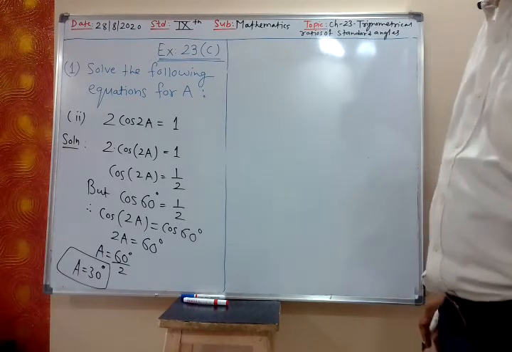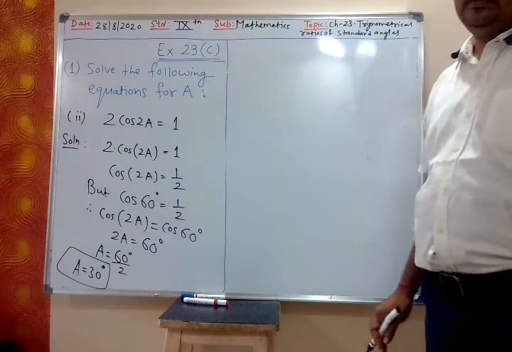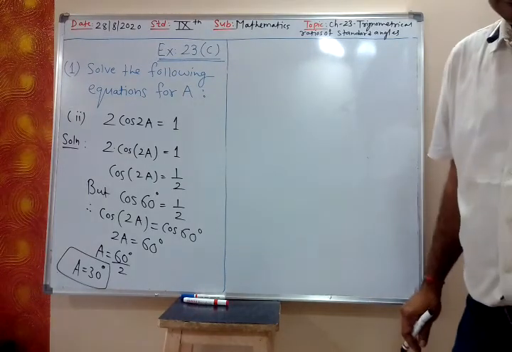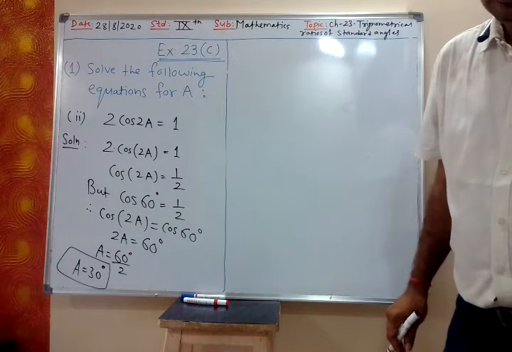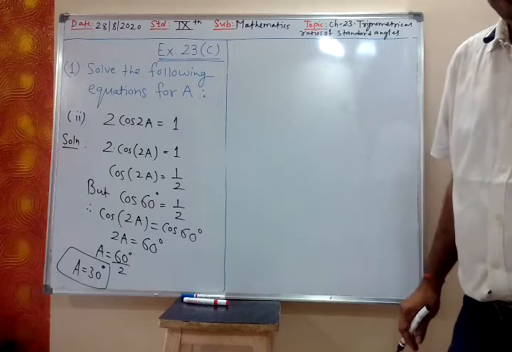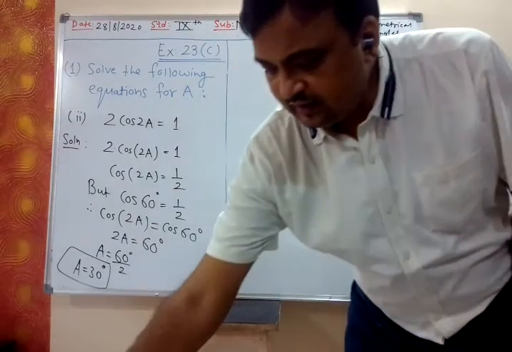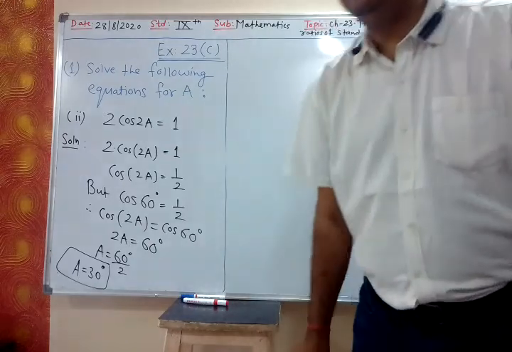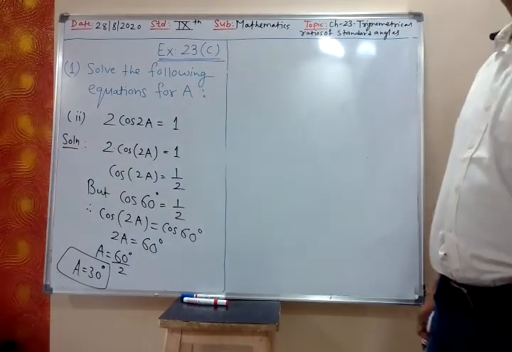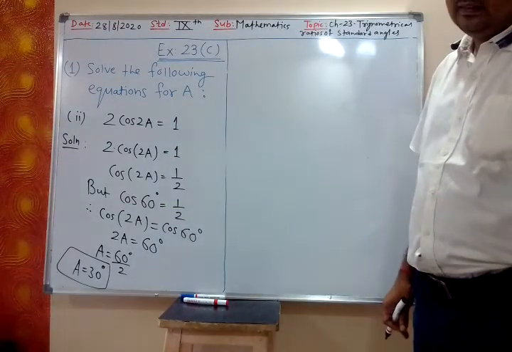Now third, you can directly get sin 3A is root 3 by 2. So sin of which angle is root 3 by 2? 60 degree.